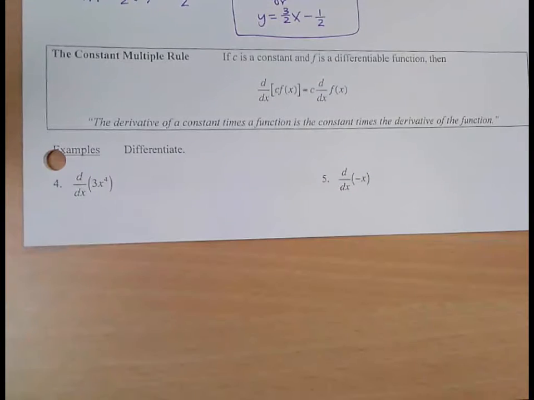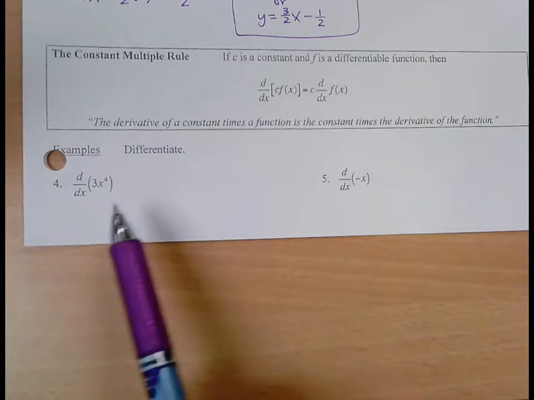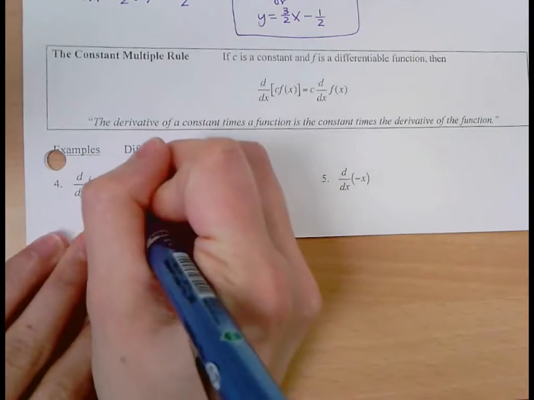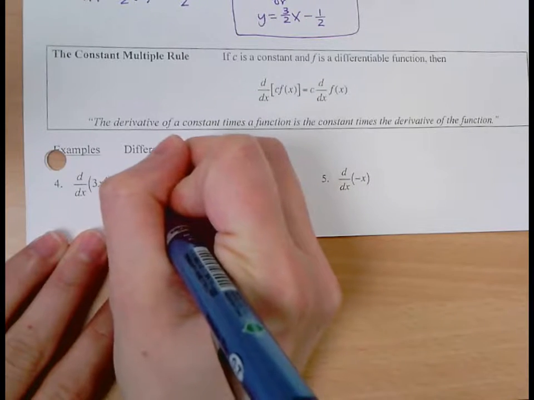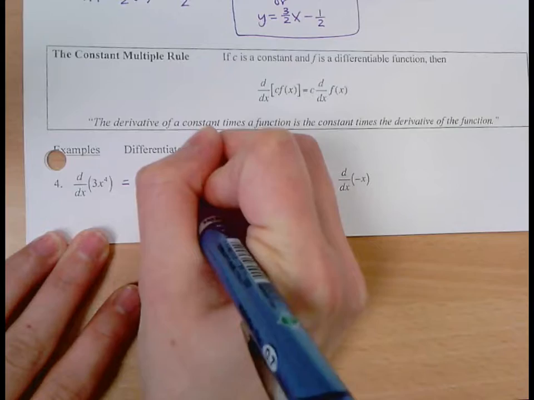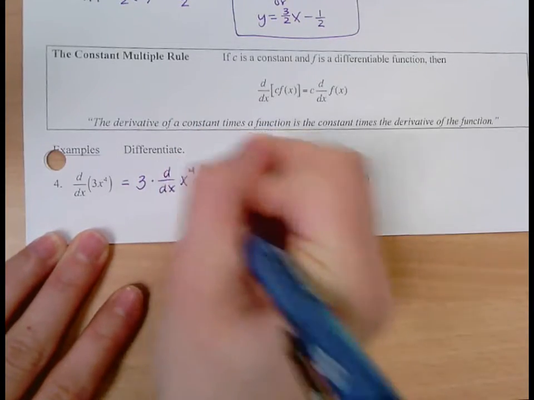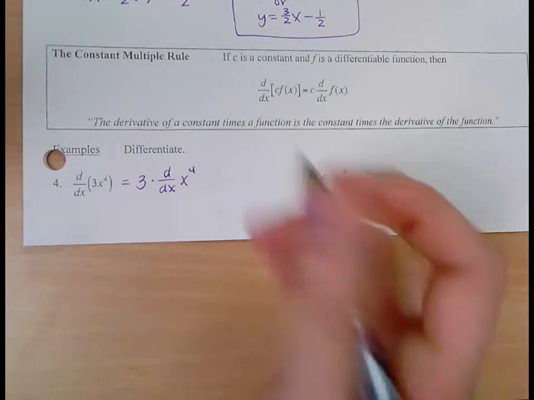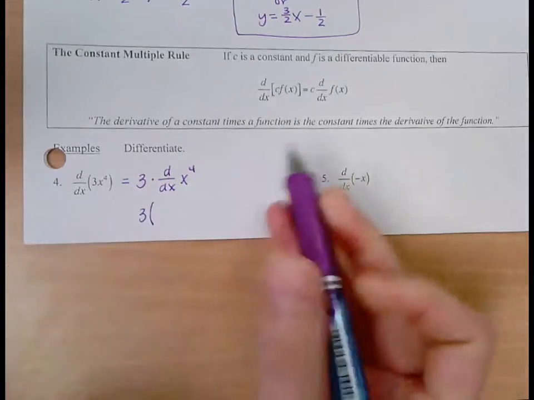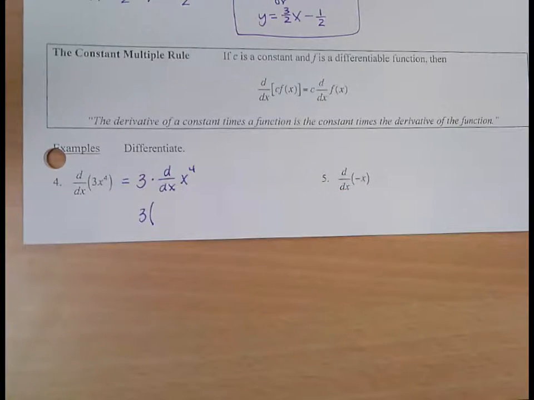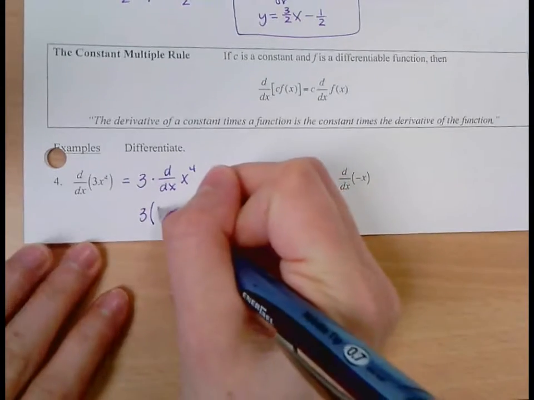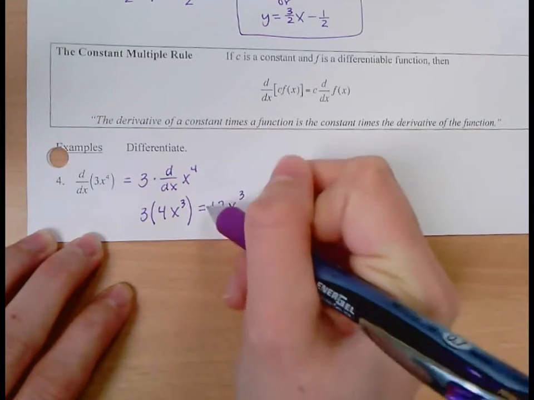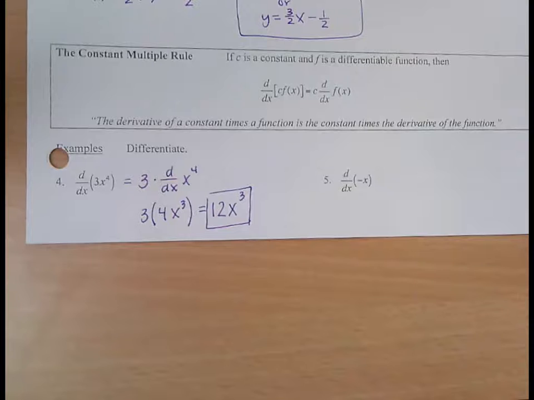So if we look at example 4, if you are asked to find the derivative of 3x to the 4th, this would be the same as saying take 3 and multiply it by the derivative of x to the 4th. Now, you're not going to write this out every time. I'm just breaking it down to show you what you're doing. So I have 3 times, what is the derivative of x to the 4th? 4x cubed. So then 12x cubed is the derivative of 3x to the 4th.